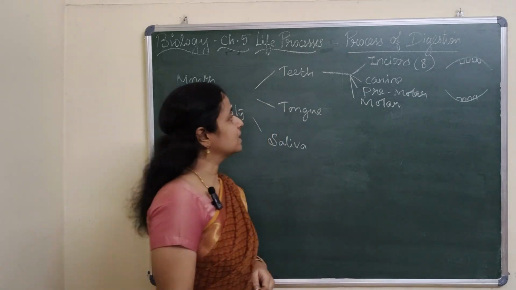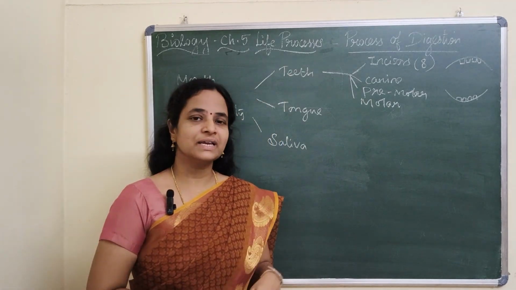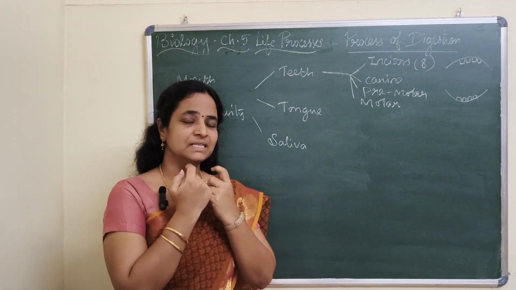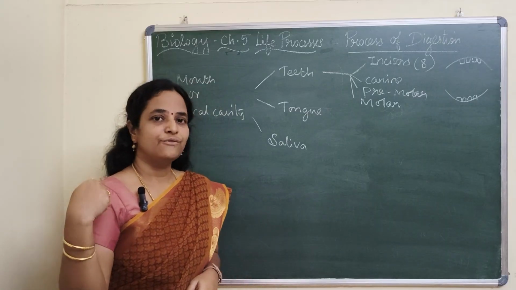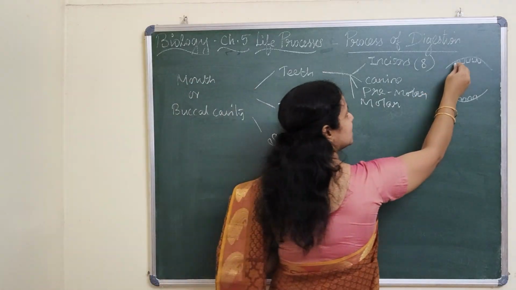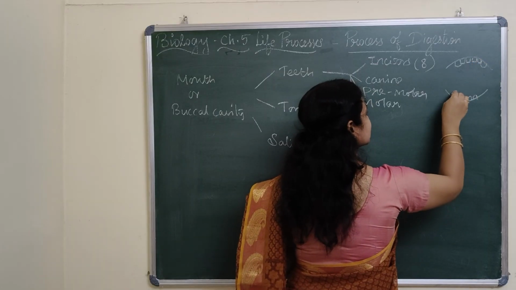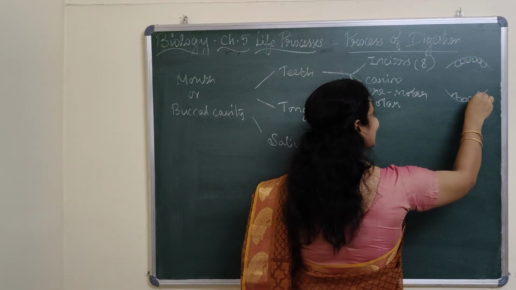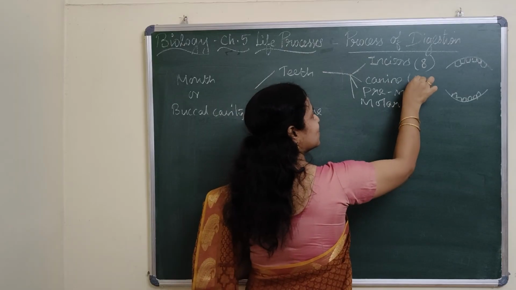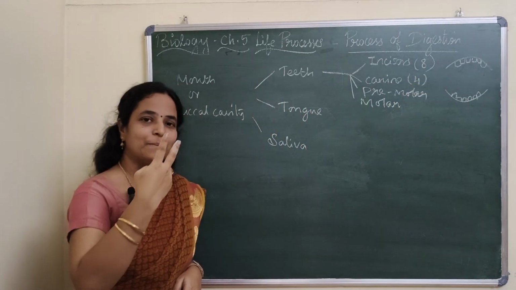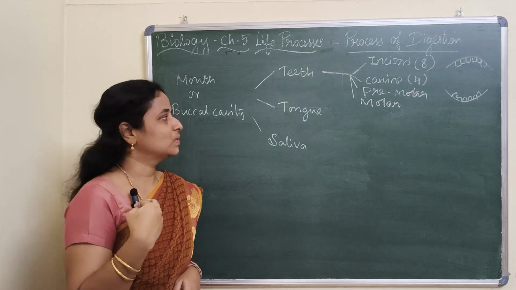Next is the canine. The canines are side sharp teeth that help in tearing the flesh of an animal. Can you count the number and say, children? We will have 4 canines, 2 in the upper jaw and 2 in the lower jaw.